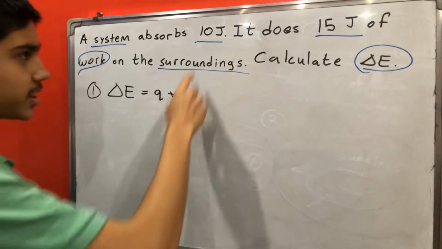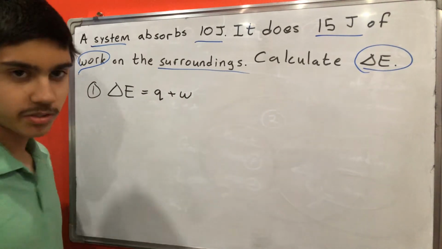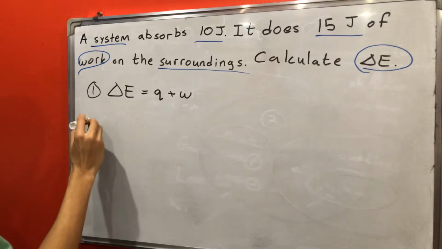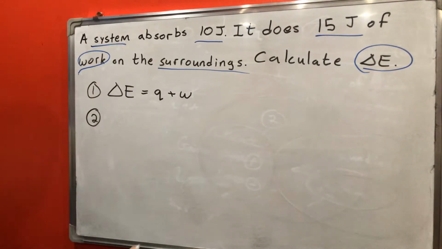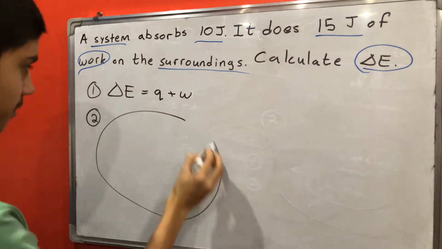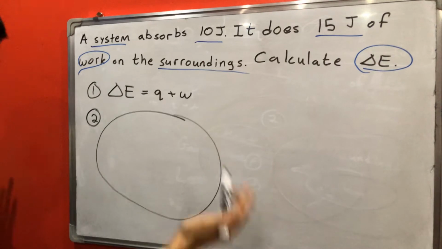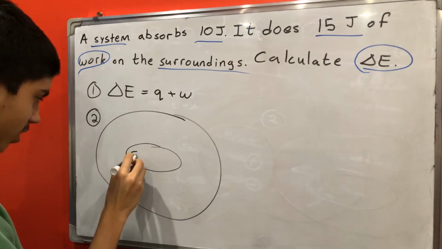But before you say 10 plus 15 is equal to 25, and then say delta E is 25, there's one more piece of information that we have to consider. We have to consider what is a system and what is surroundings. So we have a system here. Let's say I have this circle. This entire circle, let's just call it the universe. This is the entire universe. And then let's say we have a smaller circle, and we're going to call this our system.